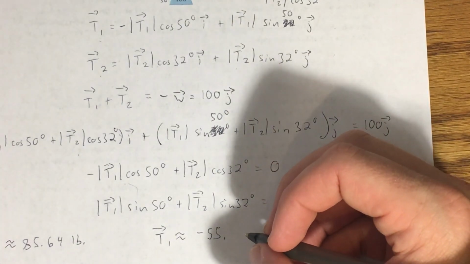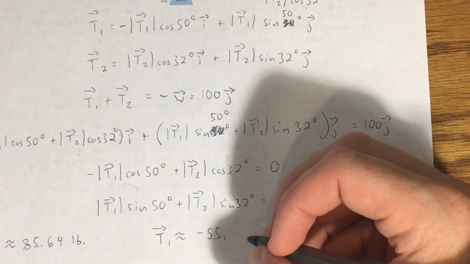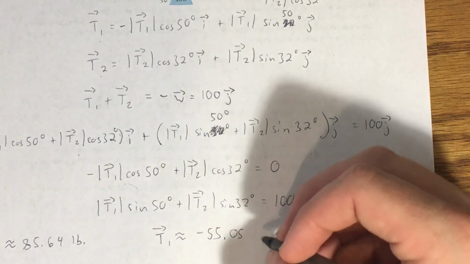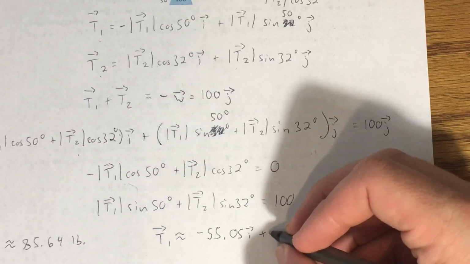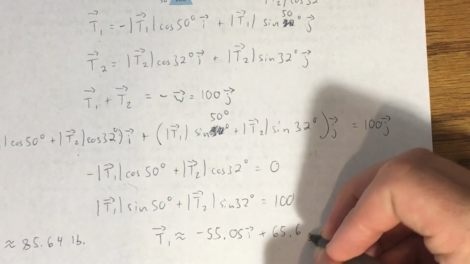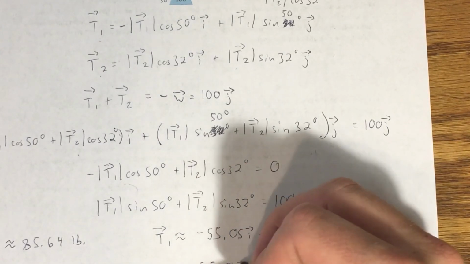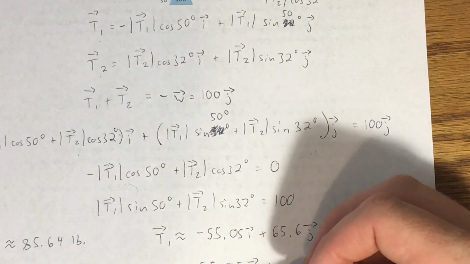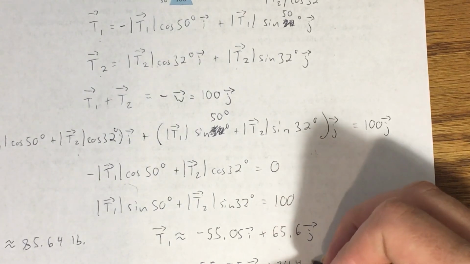I just lost it. I had it pulled up there for a second. There we go. Negative 55.05 I plus 65.6 J. T2 is approximately 55.05 I plus 34.4 J. Okay?